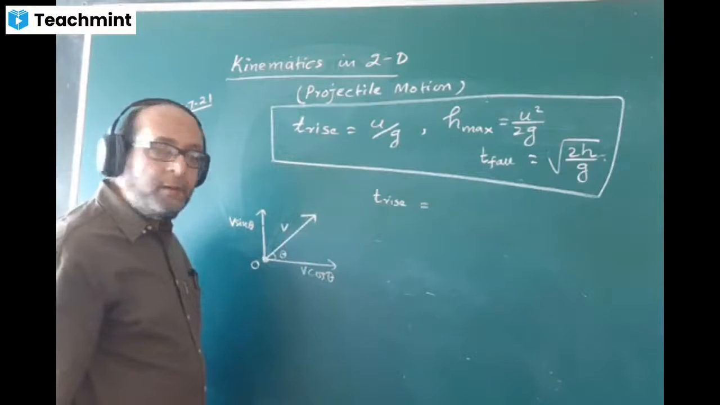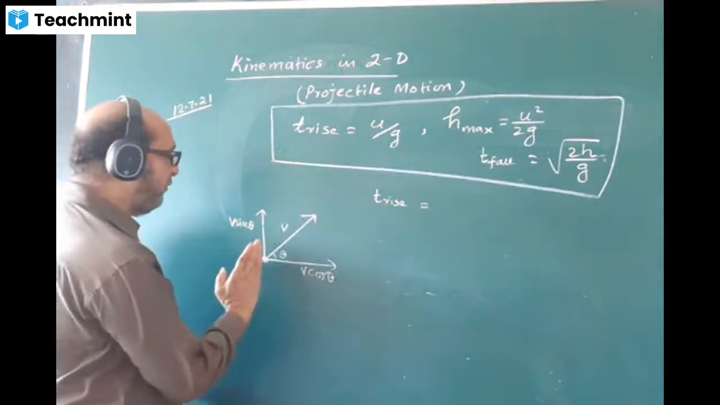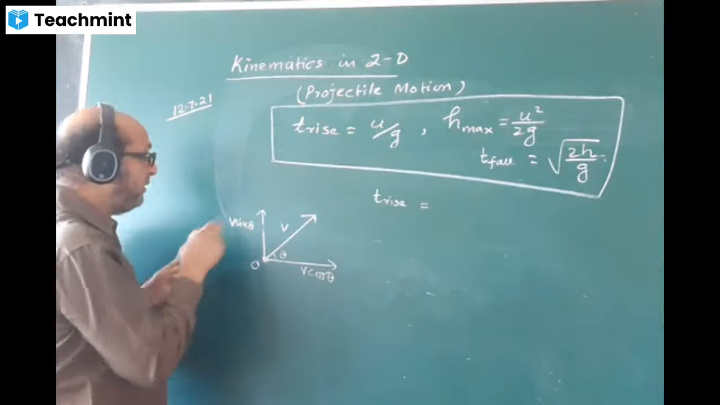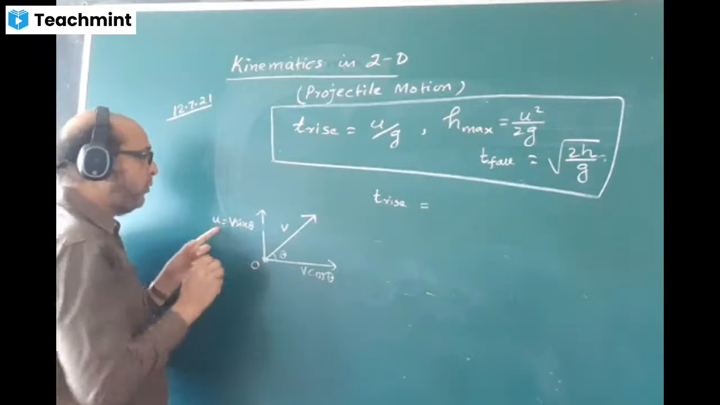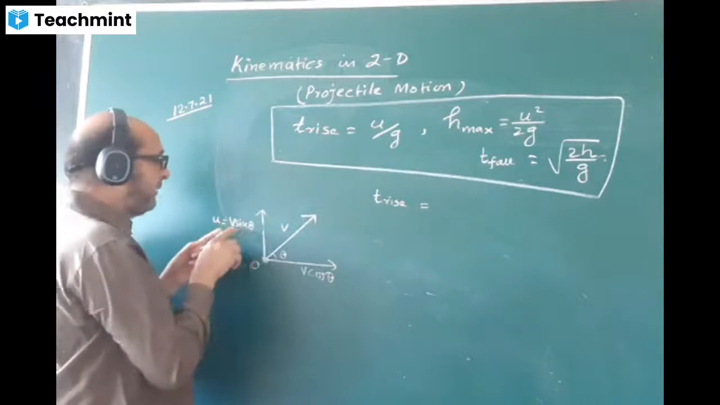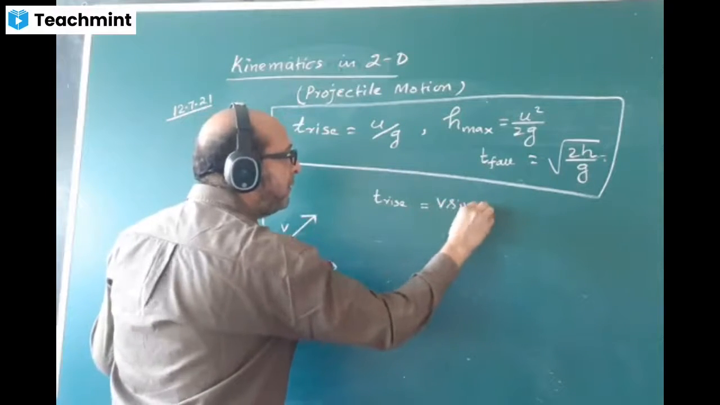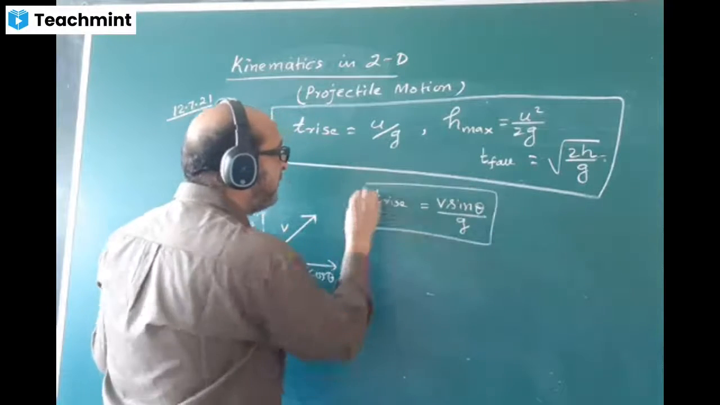That means this u was the value of velocity in the upward direction. This is the value of u. Instead of writing u, we will write this value, v sin theta. We can write here v sin theta by g. So this becomes the formula of time of rise.